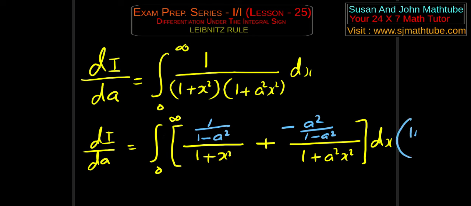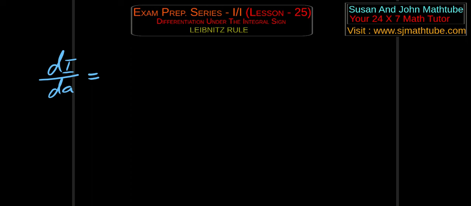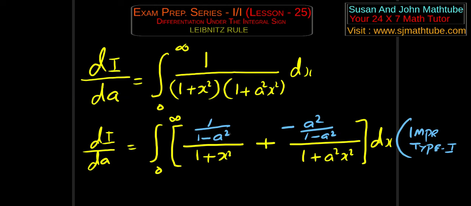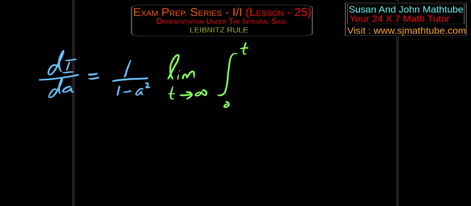This is an improper integral, and you can write improper integral type 1. And we will cure that improperness also. At the same time, I am going to take that constant outside. And for the improper integral part, I will write limit t tends to infinity, integral 0 to t. Lot of things are going on. I hope you're able to understand.